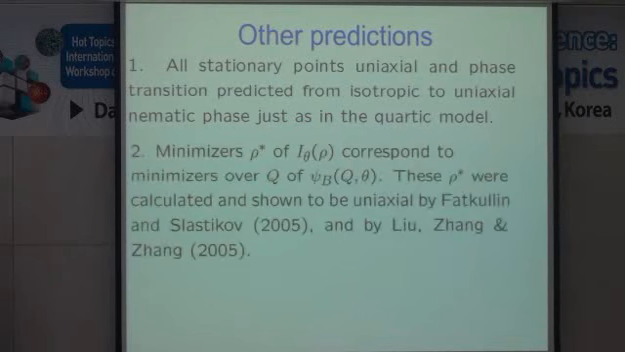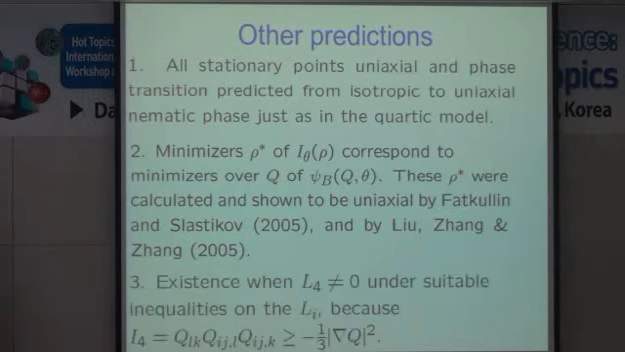Okay. And if you take the minimizers rho star of I_theta without it being constrained, then that corresponds to minimizing this bulk energy over Q. And these were calculated and shown to be uniaxial by Fatkullin and Slastikov and by Ping Wang and collaborators. And actually, it was in fact this paper that made us think about this. It's a nice work, whoever did it. Okay, and also it solves this problem trivially in some sense.